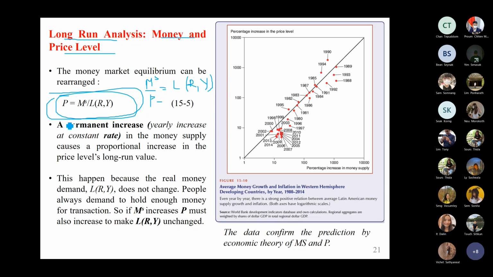Equation 15.5 gives us one implication. It says that the price in the economy depends on the ratio of the money supply, the size of money in the economy, and the real money demand. So if there is any change in the money supply or the real money demand, there will be an effect on the price. Here I have a permanent increase in the money supply. In other words, the central bank increases the money supply every year. Let's say it increases 10%, 10%, 10% every year. What will happen to the price? Suppose that the real money demand remains the same.